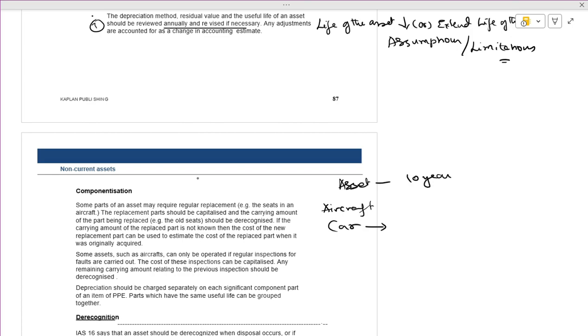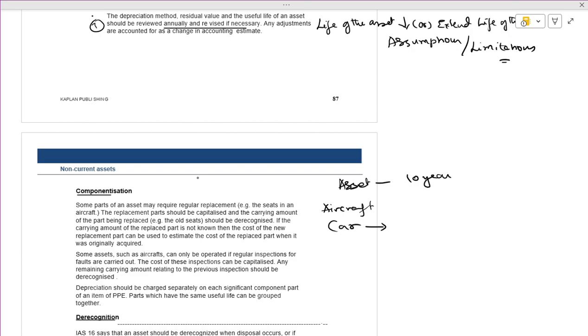See, they made it very clear. What is componentization? Component means one part of the asset. It's not the entire asset, but that part of the asset will have a useful life of more than 1 year.